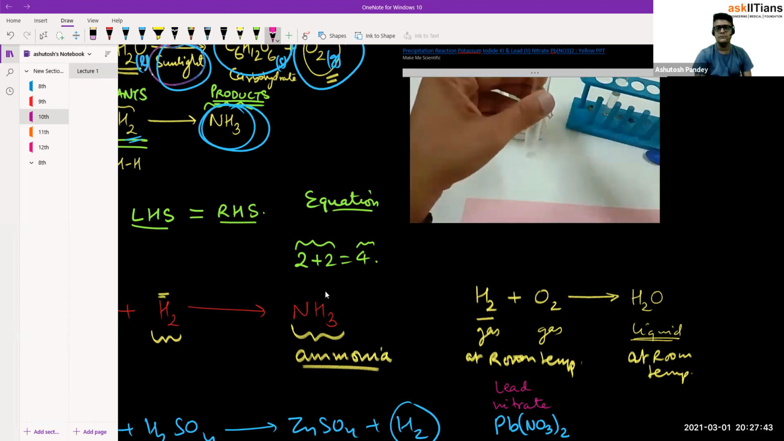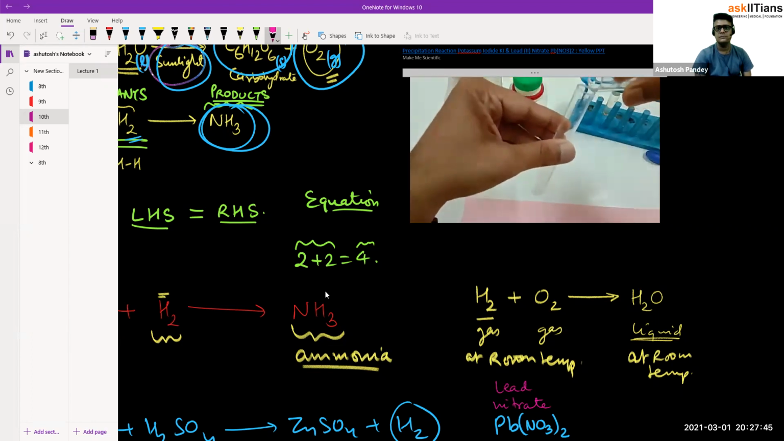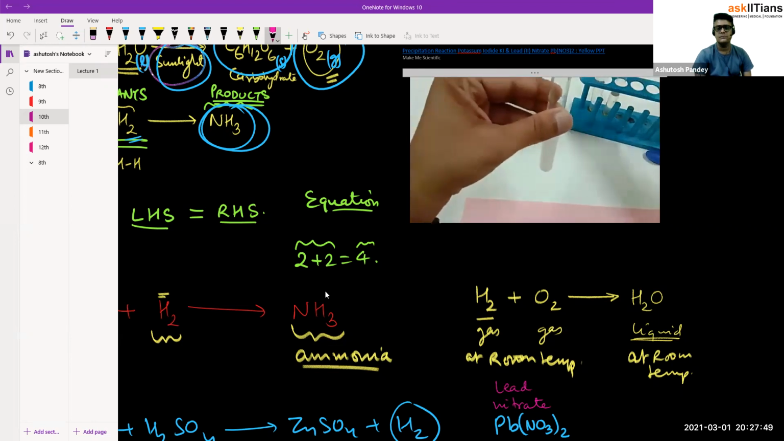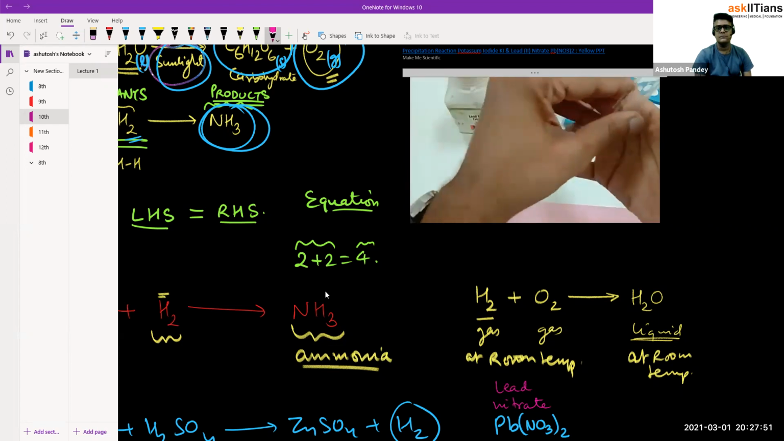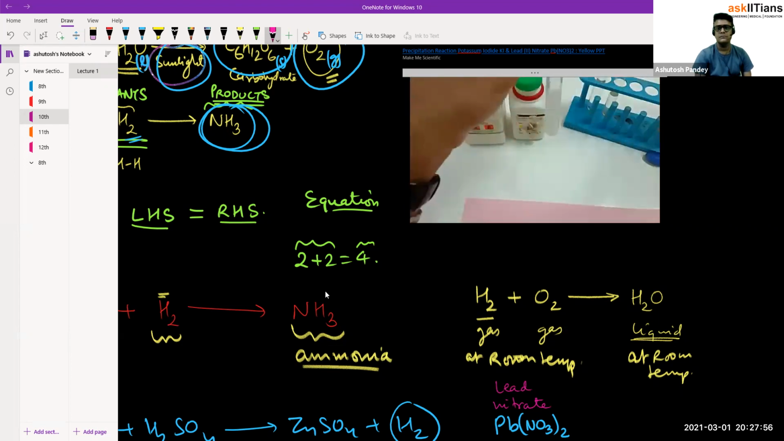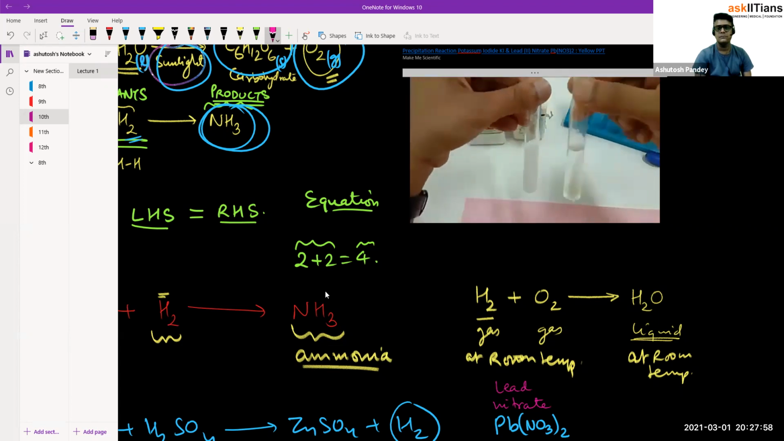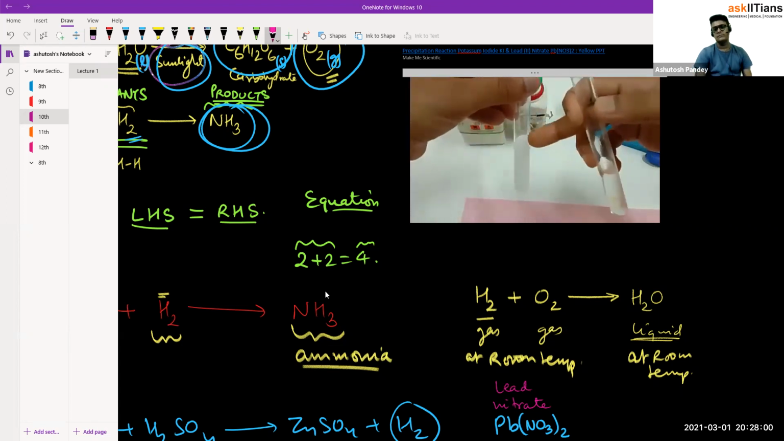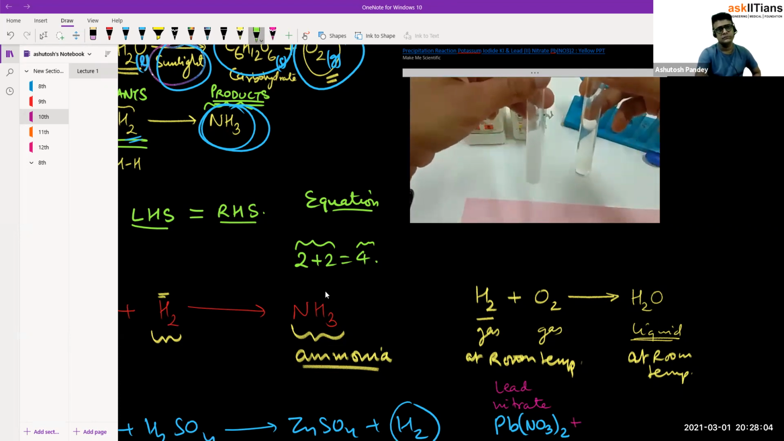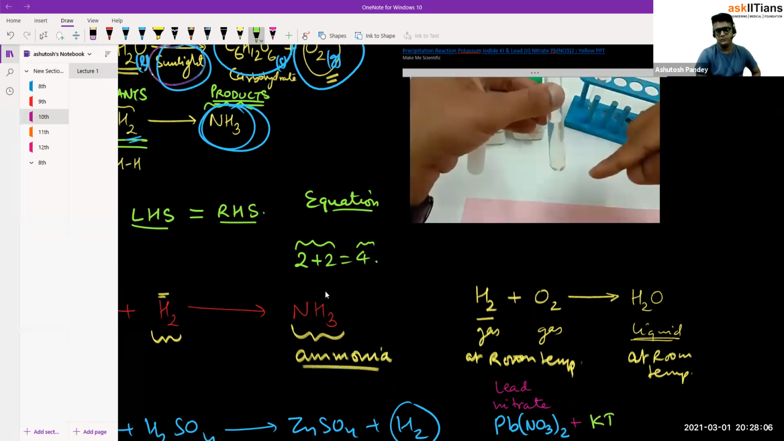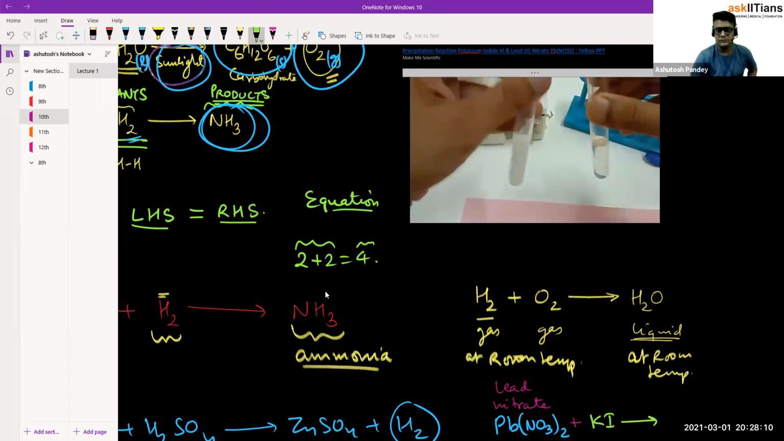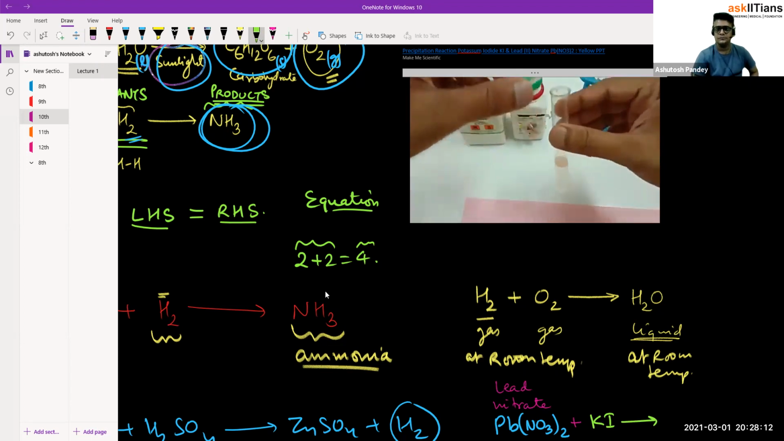Now this is Pb(NO3)2 powder, lead nitrate. I'm going to add water in it. Shake it well. Now this is the aqueous solution of Pb(NO3)2, and this is the aqueous solution of potassium iodide. Now all potassium compounds are soluble in water and all nitrates are soluble in water. Now you can add any of these solutions into one another.